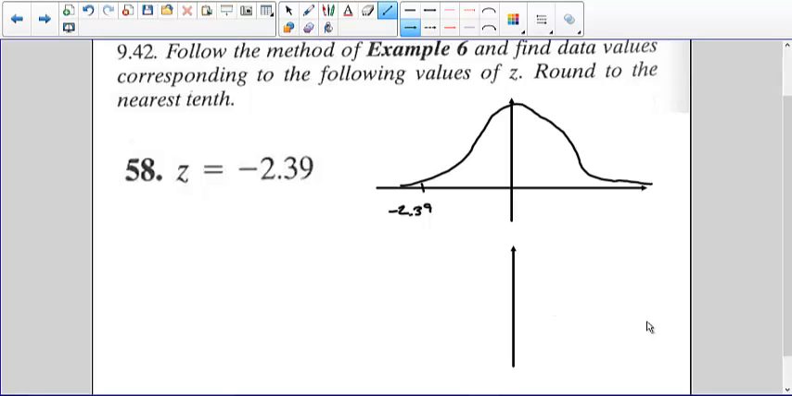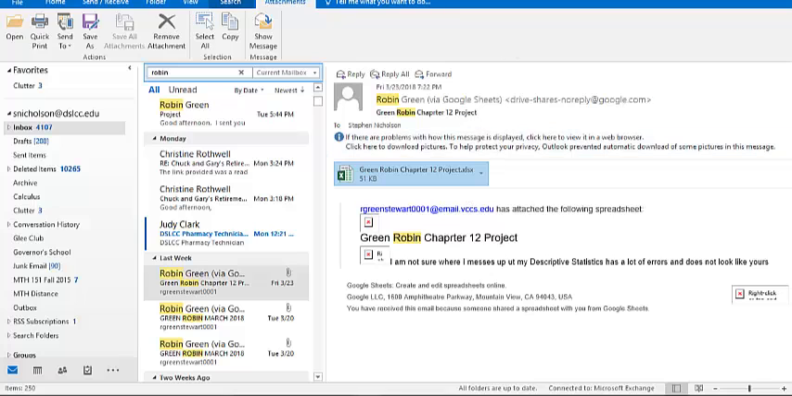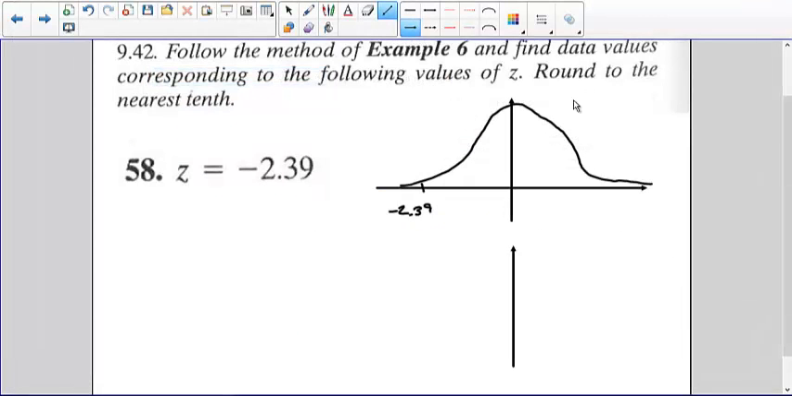yeah, that's the messages I keep getting. Let me close my email down so I can stop getting all these messages. Okay.